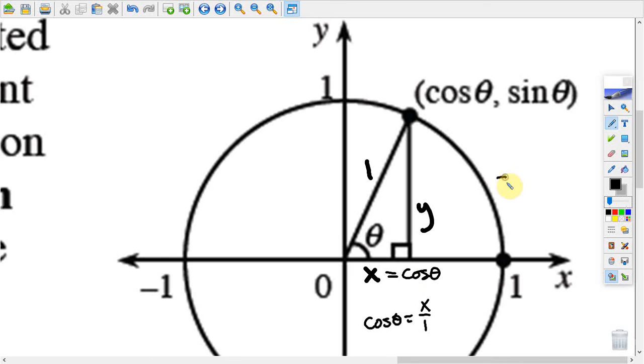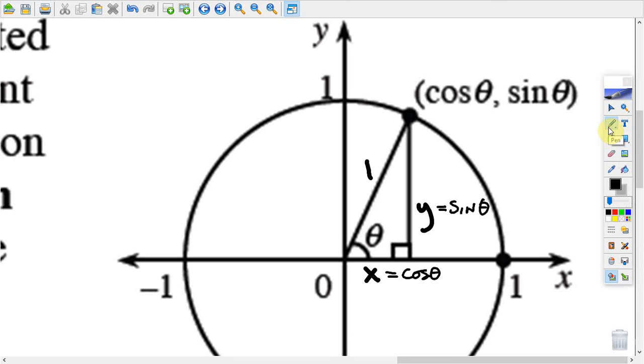Our sine function would say that the sine of theta is equal to opposite over hypotenuse, and our opposite here is y, and our hypotenuse is 1, so we would have y over 1. And again, if we have y divided by 1, that's the same thing as just y. So that gives us our y value of sine theta. So on the unit circle, the x's are your cosines, the y's are your sines.